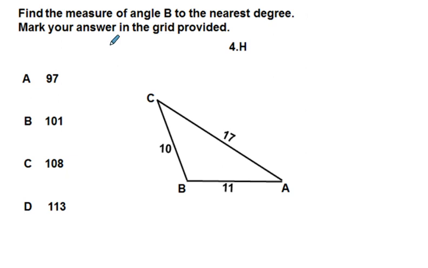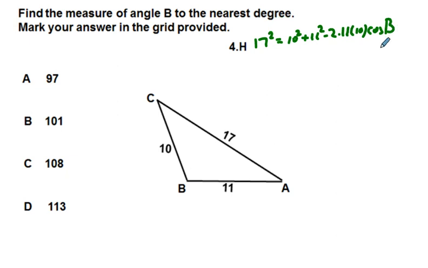Next, find the measure of angle B to the nearest degree, and mark your answer in the grid provided. And here we have angle B down here. Well, this is going to be the law of cosines. I'm going to show you how this works out. If we put 17 squared equals 10 squared plus 11 squared minus 2 times 11 times 10 times cosine of angle B.